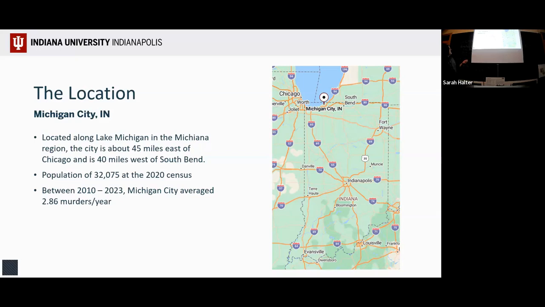I looked up a couple of facts about it. They average about 2.86 murders per year, which is not many, especially if you think about Indianapolis. If you think about the population, though, it's actually a little bit high. So Michigan City does have a higher homicide rate than other cities in the state. But still, when a homicide occurs in this location, it's uncommon. People take notice.